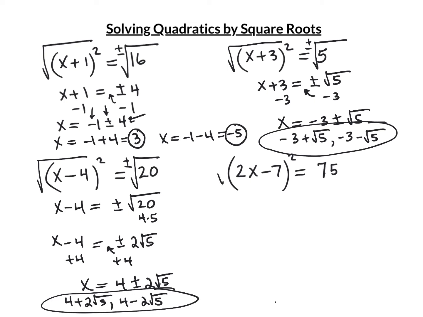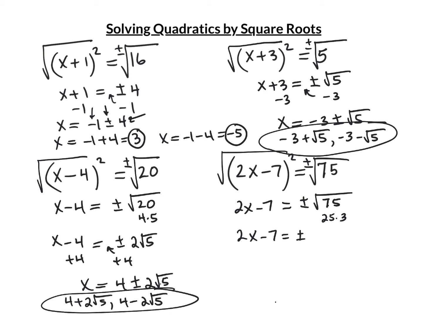For this last one, I'll take the square root of both sides and put a plus or minus to get both answers. 2x minus 7 equals plus or minus the square root of 75. 75 is 25 times 3. I get 2x minus 7 equals plus or minus the square root of 25, which is 5, so 5 root 3. I'll add 7 to both sides, and I'll pop that in front. 2x will equal 7 plus or minus 5 root 3.